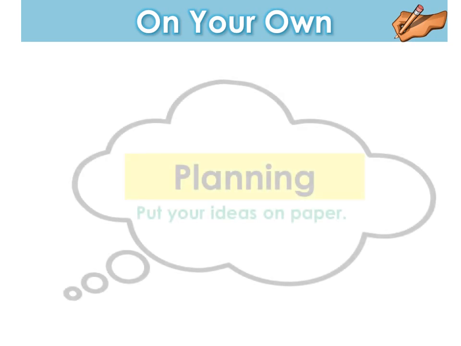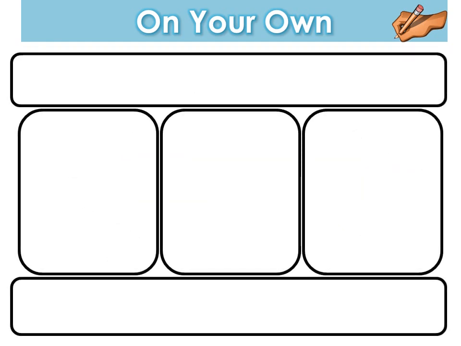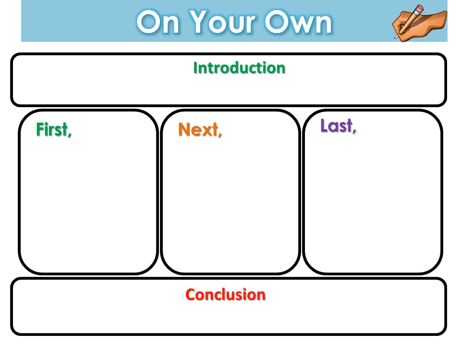Okay, it's your turn. You're going to use the graphic organizer by putting all of your ideas on paper. Remember, the introduction is at the top. The middle is for first, next, and last, which tells the sequence of the things that are happening in your story. And the bottom is for your conclusion.